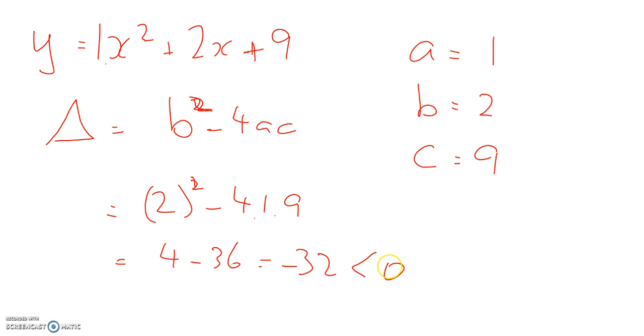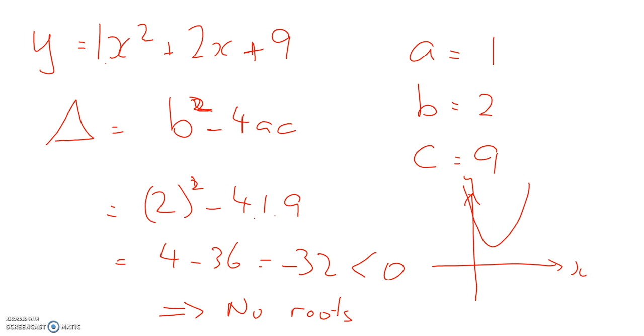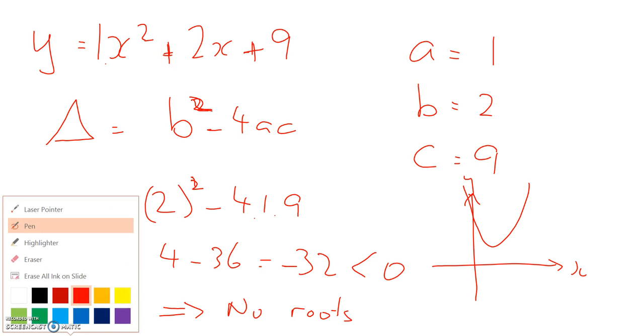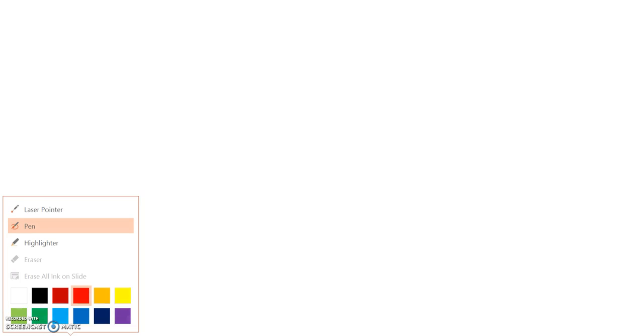Now that is less than 0, and this implies no roots at all. So there's no zeros. So this, it's a smiley face parabola. Here's our y and here's our x. So it must be one of these that sits above the x-axis. Okay, we'll just try one more before we finish this.